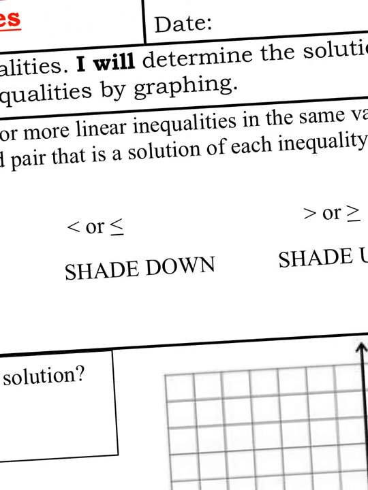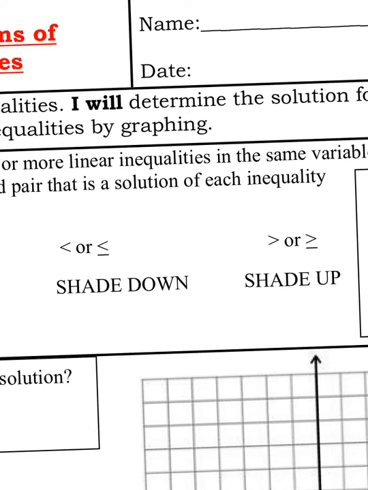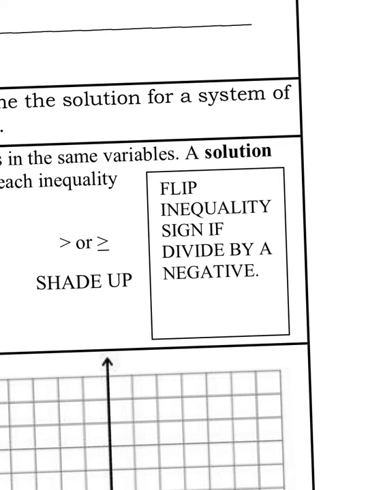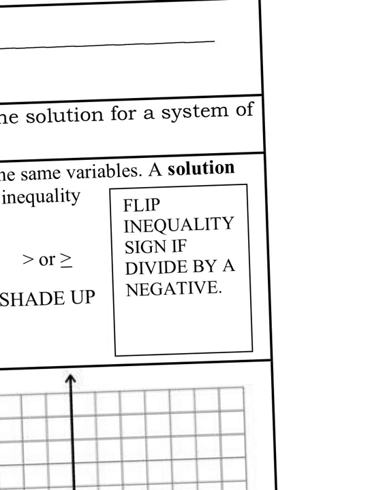The next thing to review is the shading. Just remember, if you have less than signs, it's shading down because it's going less than that. If you have greater than signs, it's going up because you're shading greater than. If you are graphing these, you're going to have to solve each for y, and in doing so, you might end up dividing by a negative number. That's going to flip the inequality sign. So just don't forget to do that.